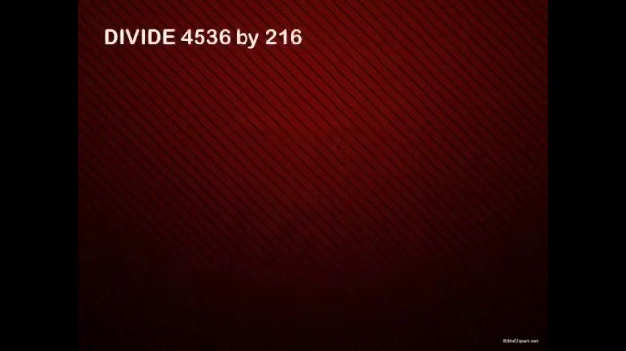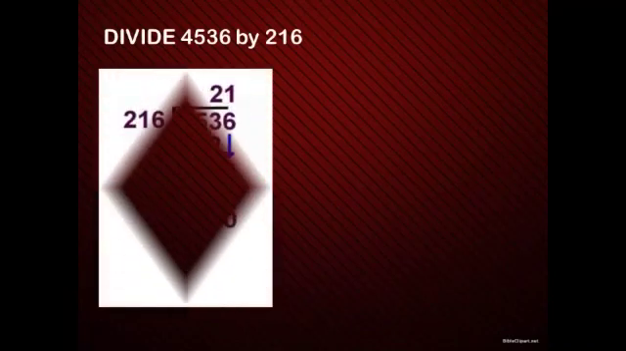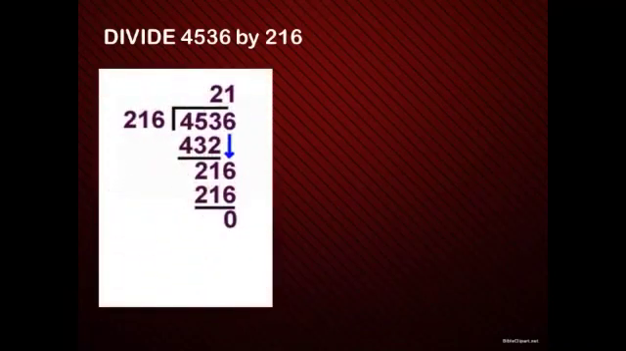Let us see another example. Divide 4536 by 216. Here the divisor is a 3-digit number, so you will take the first 3 digits in the dividend. We will see how many times 216 goes in 453. So 216 goes 2 times in 453. When you multiply, you get 432. So 453 minus 432, the remainder you will get is 21.